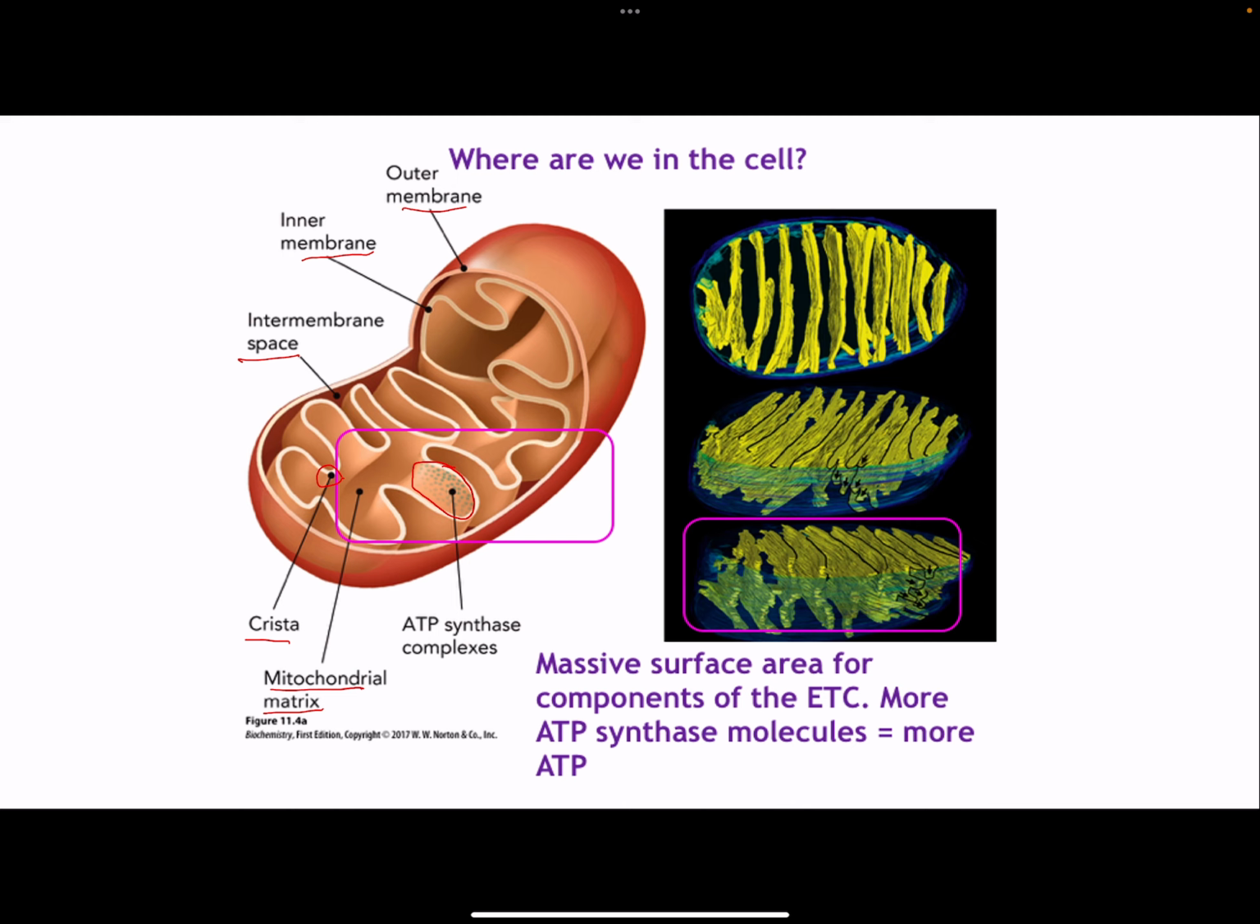One of the important properties of the mitochondria is the fact that there are these folds, which means we're going to have a very significant increase in surface area for the components of the ETC. So we'll be able to fit many, many more protein complexes inside the mitochondria thanks to the folds of this organelle. The more of those complexes we can fit, the more ATP synthase molecules we can fit, the more ATP the cell can produce.